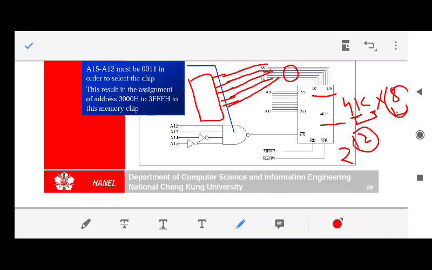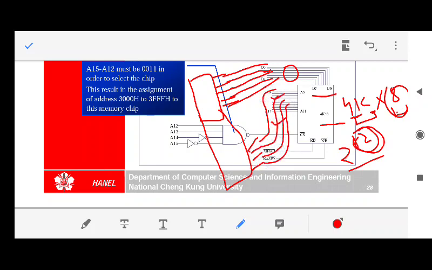Now 4k means 2 to the power 12. It means 12 address lines starting from A0 to A11. These are 12 address lines. But how many address lines does 8051 have? 8051 has 16 address lines. So 12 address lines of 8051 will be directly connected to these address lines, starting from AD0 to AD7, and then A8, A9, A10, till A11.